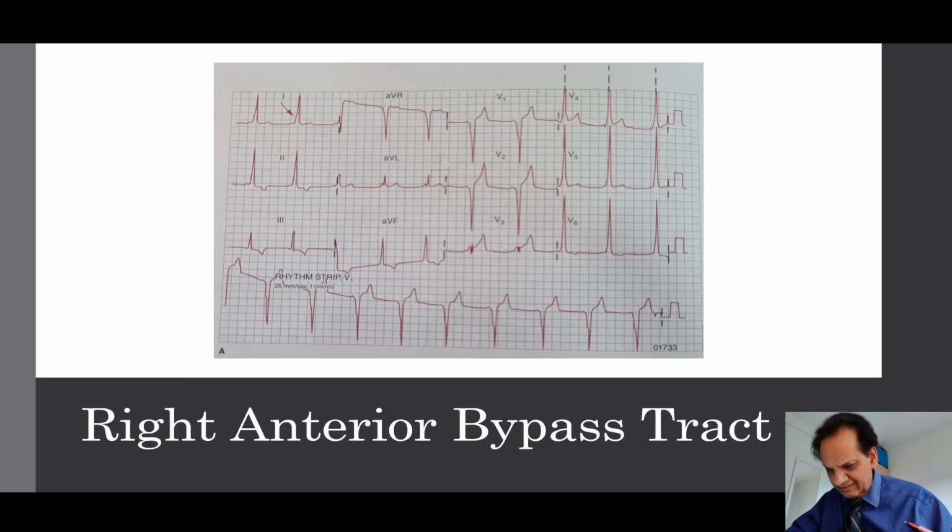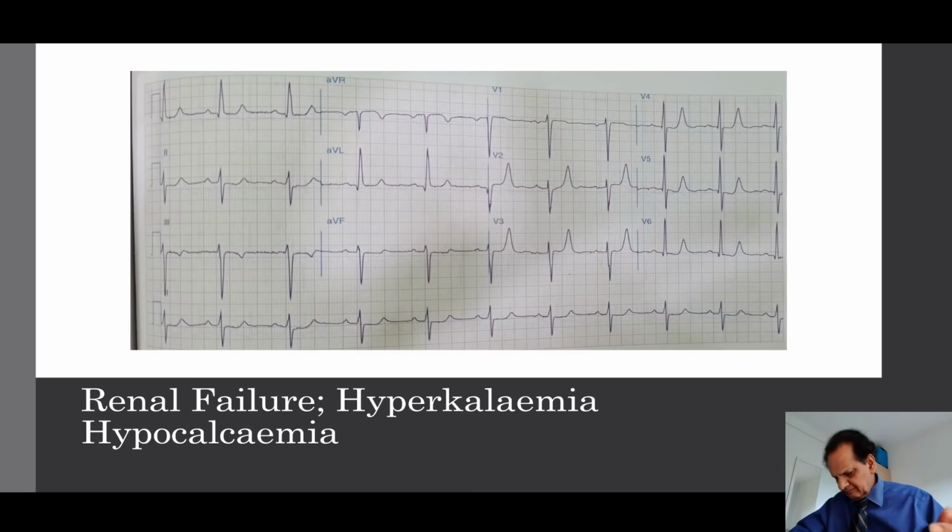Bypass tract again, right one, because there are delta waves in lateral leads like V5, V6, 1 and AVL. So very important one. This is a right sided bypass tract accompanied with Ebstein anomaly in this case.